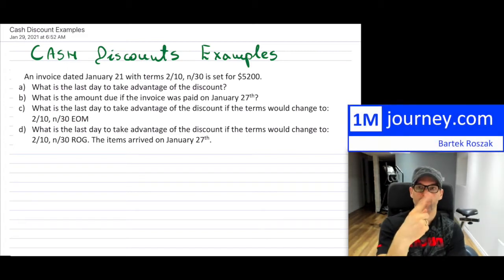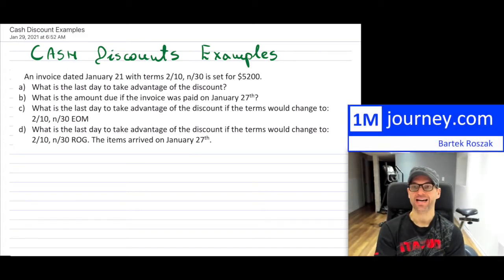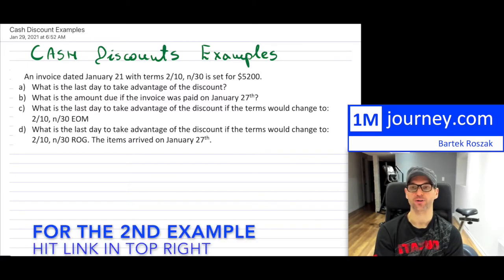Okay, cash discount examples. I'm going to take a look at two pretty neat examples on cash discounts. So here's the first one.